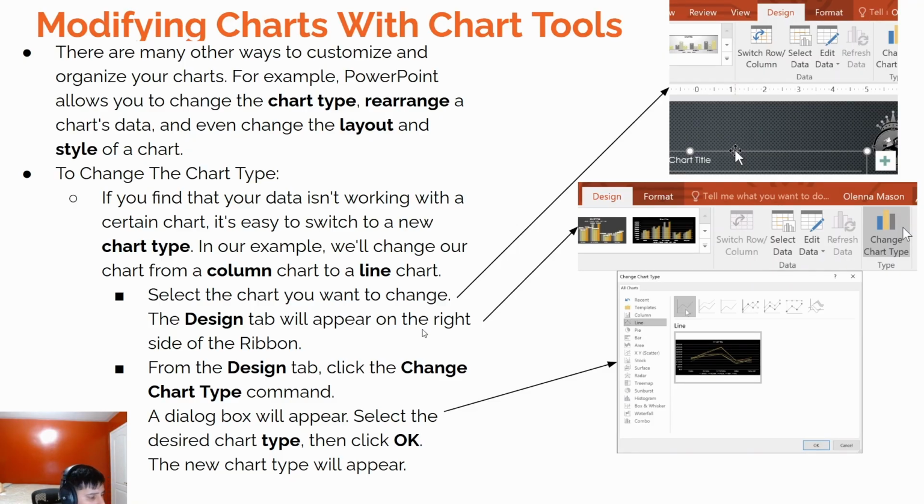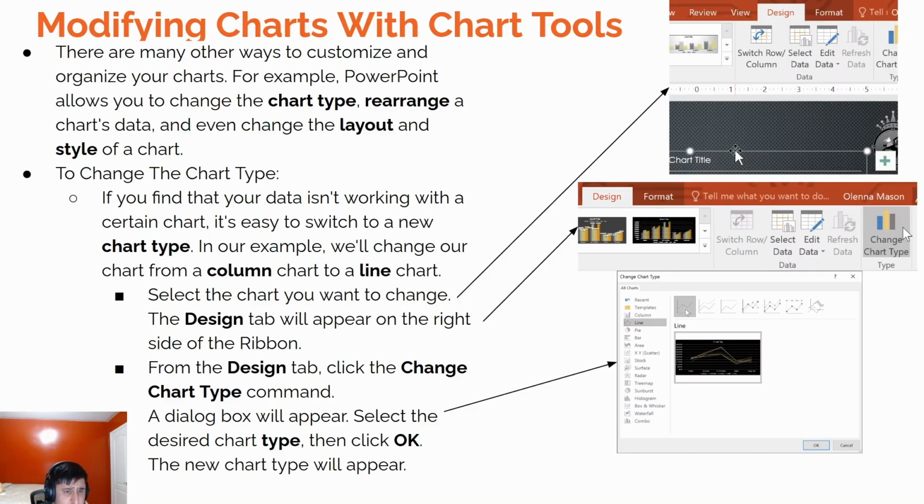Now we're talking about modifying charts. We know how to create charts now at a basic level in PowerPoint. Again, it's not anything too crazy or too complex. But now let's say we want to customize it. There are a lot of ways to customize and organize our charts. For example, PowerPoint allows us to change the chart type, rearrange a chart's data, and even change the layout and style of a chart. So to change a chart type, if you find that your data isn't working with a certain chart, it's easy to switch to a new chart type. In our example, we'll change our chart from a column chart to a line chart.